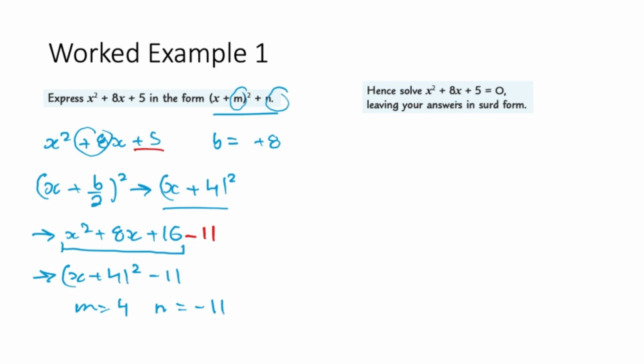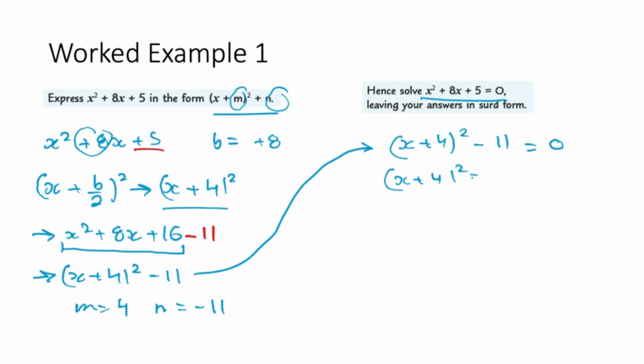You might get asked to solve for x. Now that you have this new form, you use it to solve for x. So x plus 4 squared minus 11 equals 0. Okay? And now look how easy it is. You have x plus 4, you put the 11 on the other side, so then it becomes x plus 4 all squared equals 11. And then you square root both sides, so this side becomes x plus 4, and 11 becomes positive or negative square root 11.